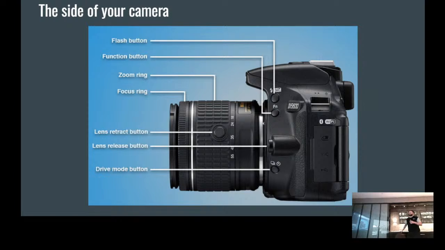Zoom ring, that's pretty self-explanatory. On your lens, that's your ability to switch between, in this case, the 18mm or the 55mm. In your case, since you don't have a zoom ring, it's on the top right corner, right where the shutter button is. You have it, unfortunately, yeah, you do not have a zoom lens, as we talked about earlier.